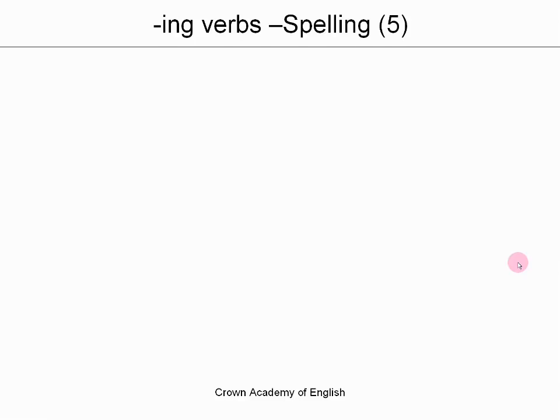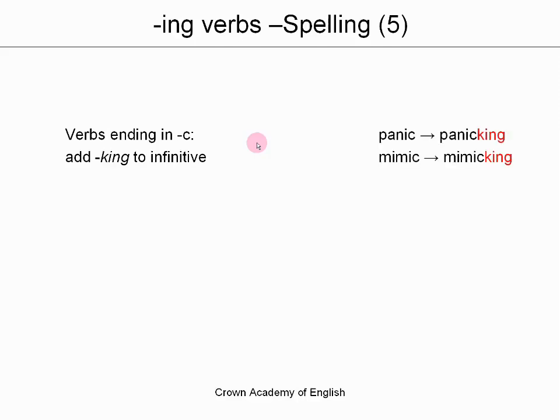And finally, verbs that end in a letter C. Okay, we add king to the verb, to the infinitive. So we have panic becomes panicking, king, and mimic becomes mimicking. Alright, so that is the end of all the rules and exceptions.